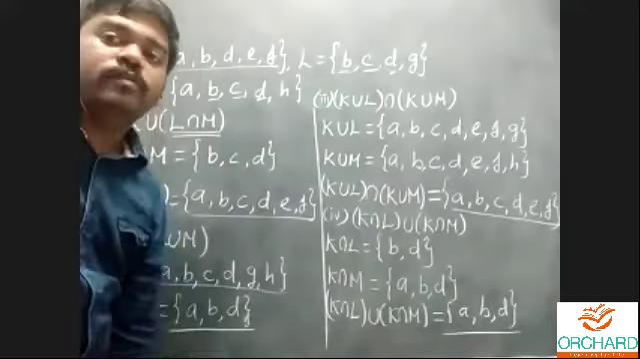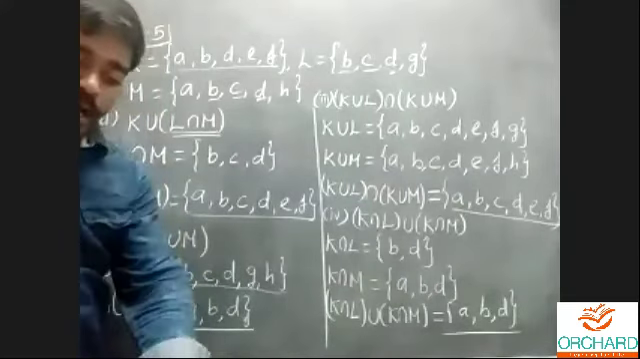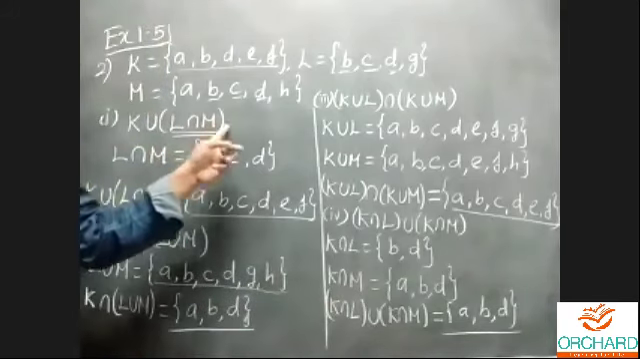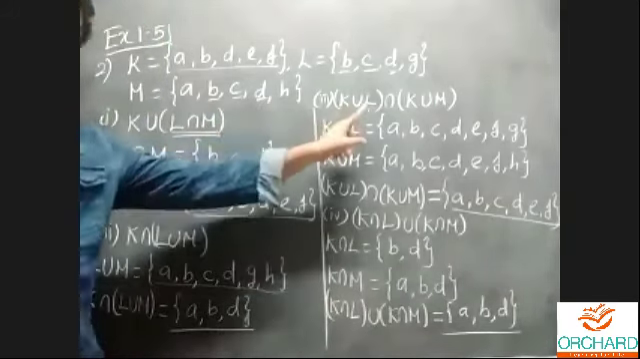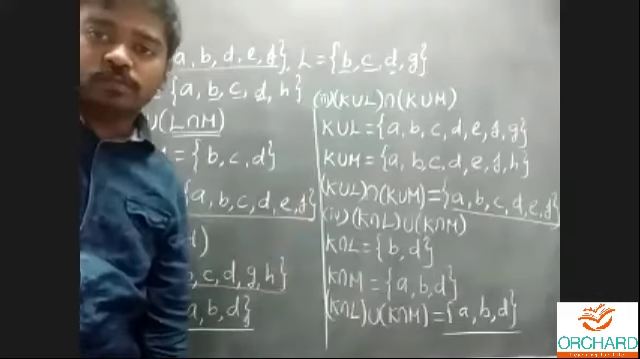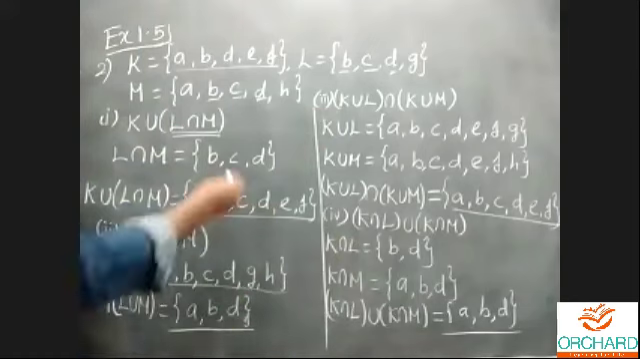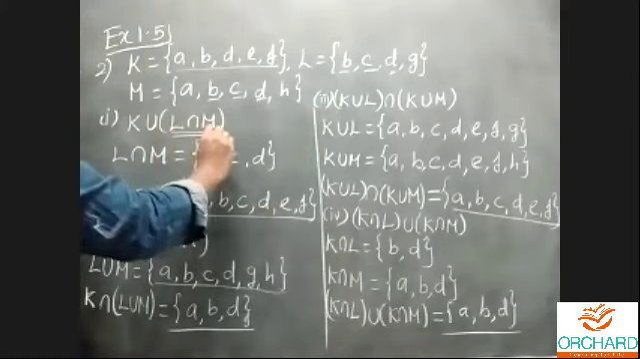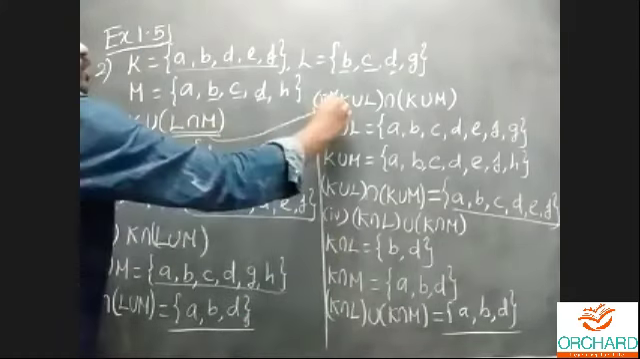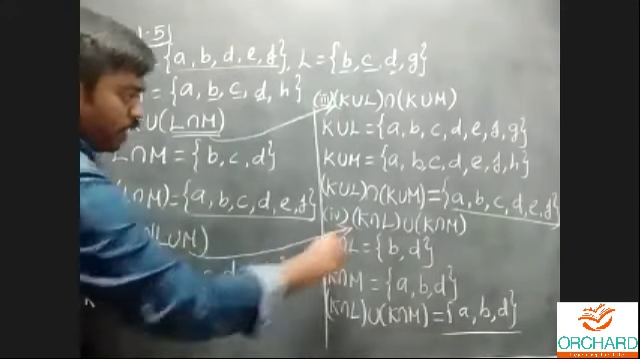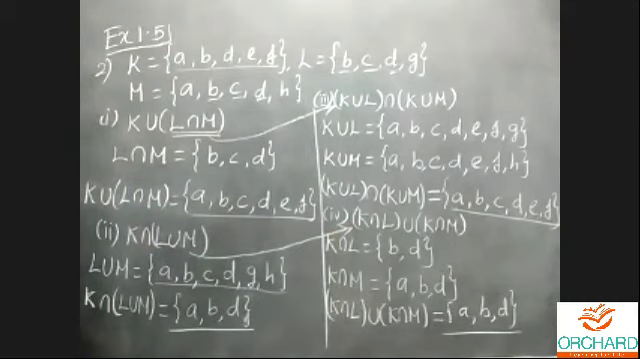That means we can come to the conclusion and verify the distributive laws. Now we can write that subdivision 1 is equal to subdivision 3, and 2 is equal to 4. Or simply, K union L intersection M is equal to this one, and K intersection L union M is equal to this one. Therefore, it satisfies the distributive property. Hence, the distributive property is verified.